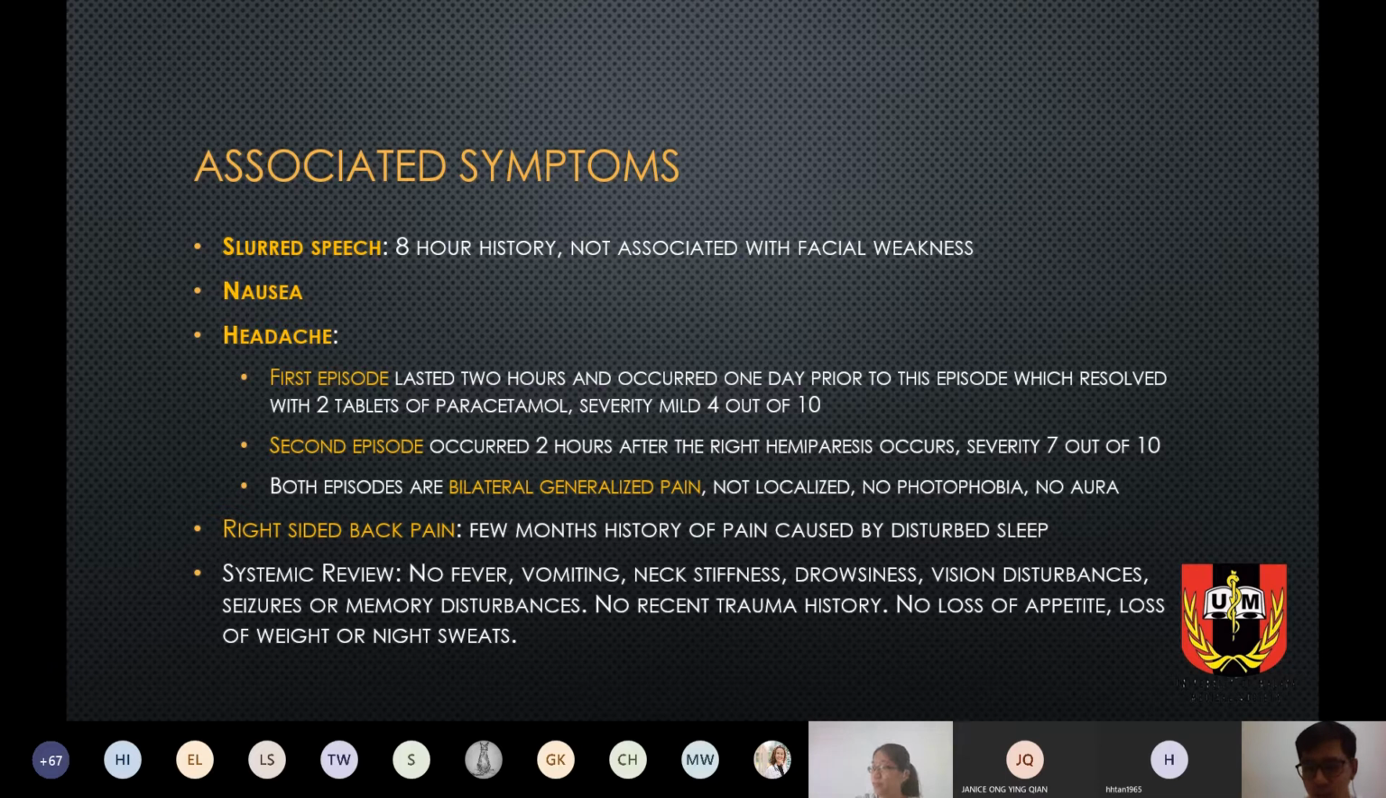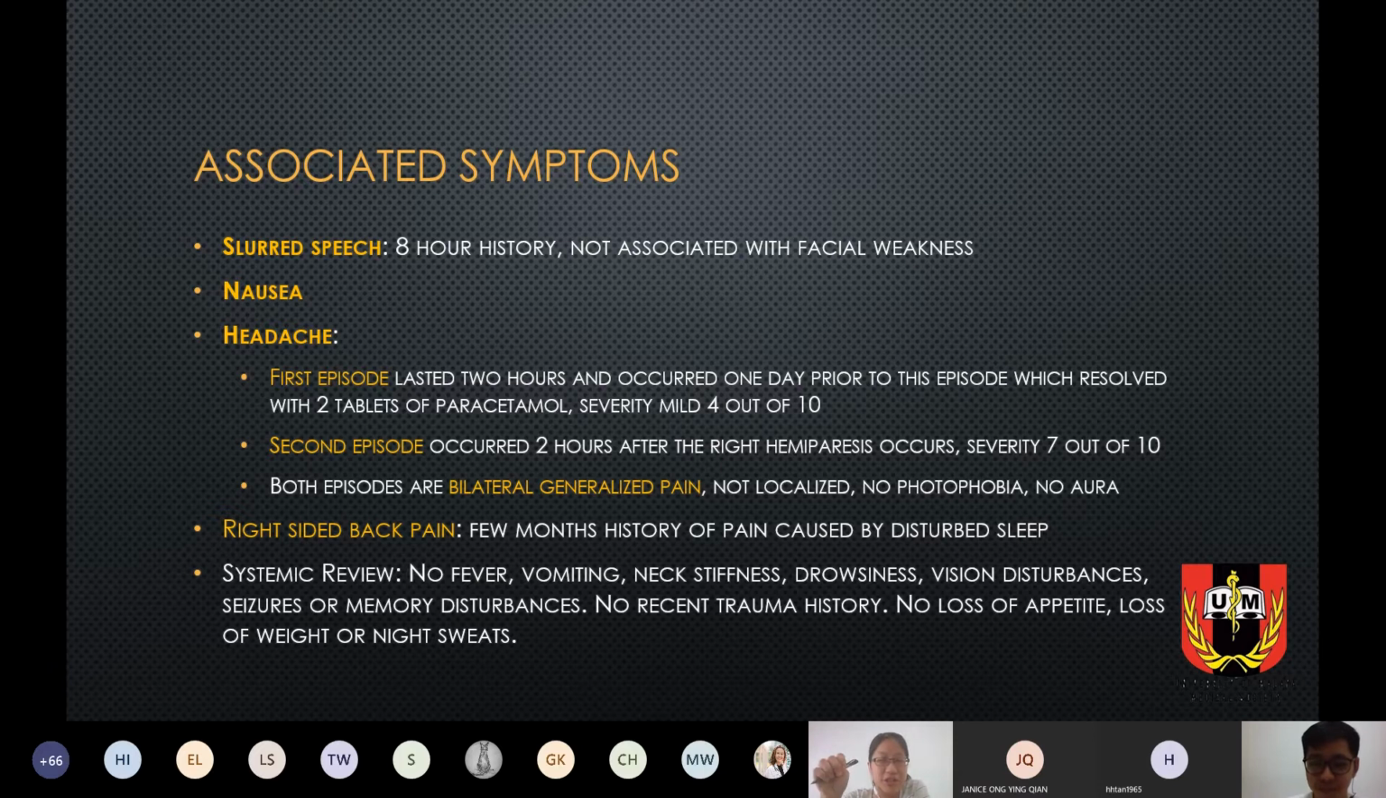So the systemic review is as follows: no fever, no vomiting, no neck stiffness, no drowsiness, no visual disturbances, seizures or memory loss. No recent trauma history, no loss of appetite, loss of weight, or night sweat. Okay. Do you have anything to add, doctor? Anybody has anything to add in the history that is missing? No reply. Okay.